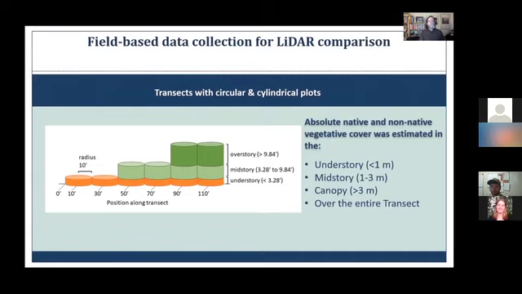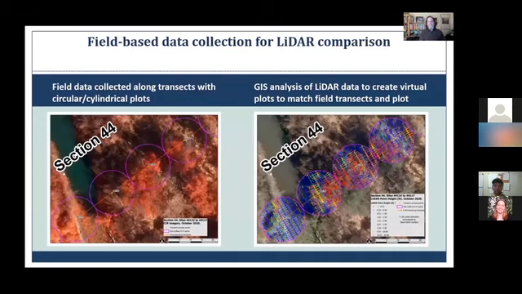The understory is less than 1 meter from the ground surface, the midstory is basically 1 to 3 meters, and the canopy, the higher canopy layer, is 3 meters and greater above the ground surface. We also looked at total vegetative cover over the entire transect. In the field, the amount of cover was differentiated between native and non-native species, but for the LiDAR transect analysis, we weren't able to differentiate species, let alone native versus non-native.